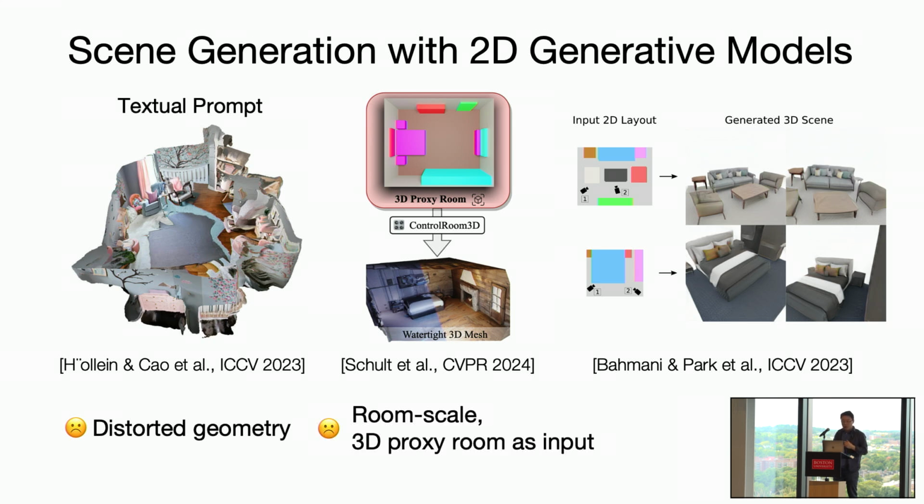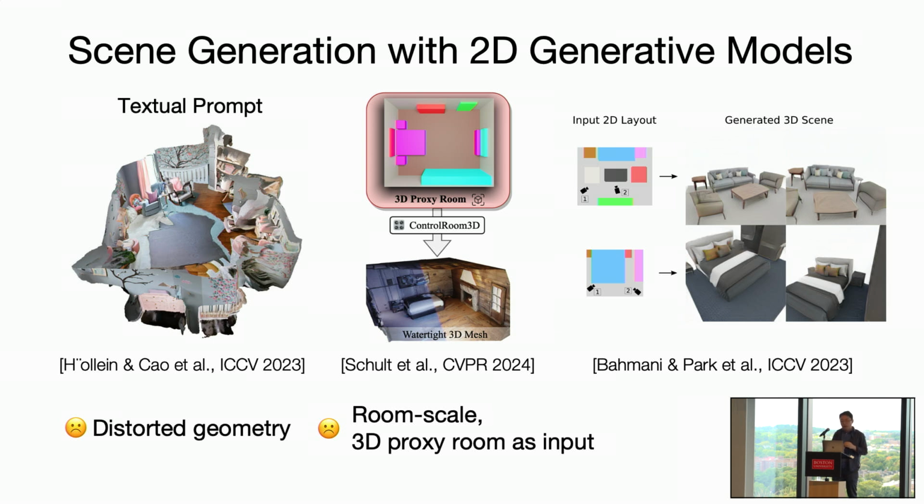And in the middle, I'm showing another work, but there are two issues. One is they require some 3D proxy room. What do I mean by that? They require a designer or a user to specify, oh, in this room, there is a bed. Its 3D shape is roughly like a box, right? First of all, this kind of 3D proxy room is not that easy to get, right? Second, it only focuses on single room generation, right? Having a single room is exciting, but that's not enough. We'd like to have an entire apartment or entire house, right?